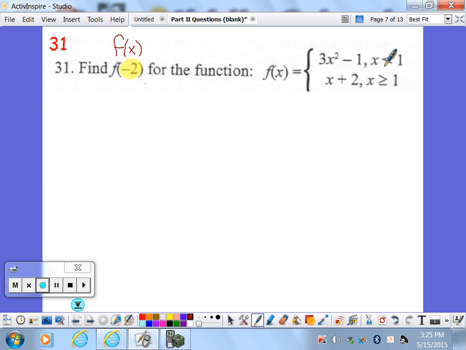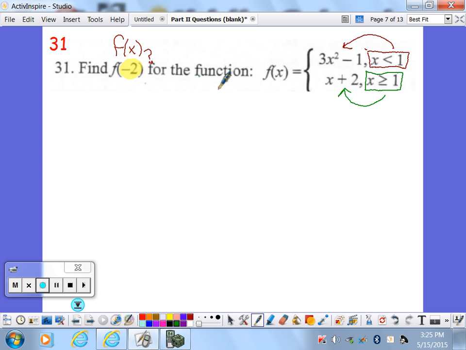Notice I am given two different domains. So the function reads f of x is equal to 3x squared minus 1 only when x is less than 1. So I want you to think about, is x less than 1? If so, you will input negative 2 into this expression. Or, is our value x, negative 2, greater than or equal to 1? If so, then you will use this expression. So you're only going to use one of them, whichever one negative 2 satisfies.